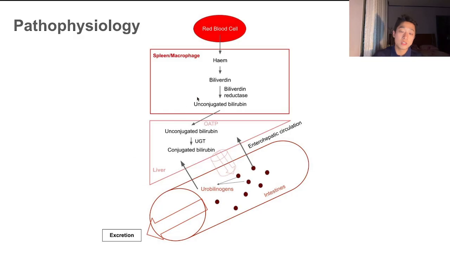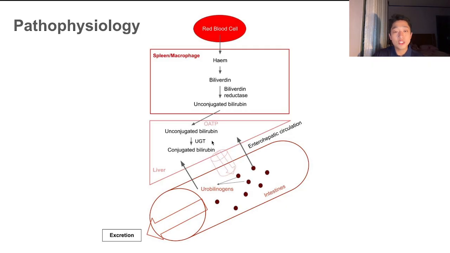Unconjugated bilirubin will be transported to the liver by albumin, and inside the liver we have an enzyme called UGT that will conjugate the bilirubin. After being conjugated, the liver will excrete the bilirubin into the bile, or the intestines will reabsorb it through the enterohepatic circulation of conjugated bilirubin. That's the pathophysiology of bilirubin.